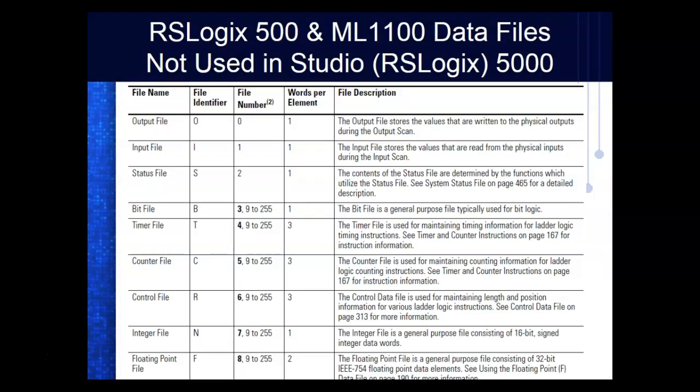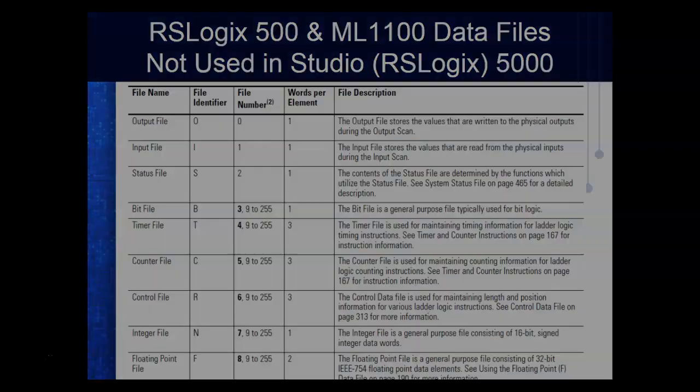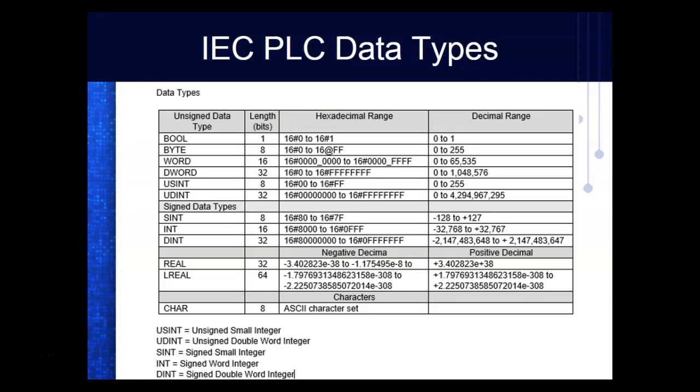Of course, this is the old scheme right here. This is the old scheme that we used in RSLogix 500. This is all the data files that were available to us. We also had an L data file that was added by the MicroLogix 1100, which was a long word, which was a 32-bit word, but it was L, so it would have been L9. Here's our data files.